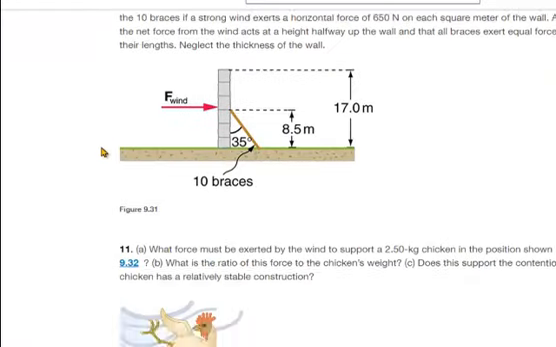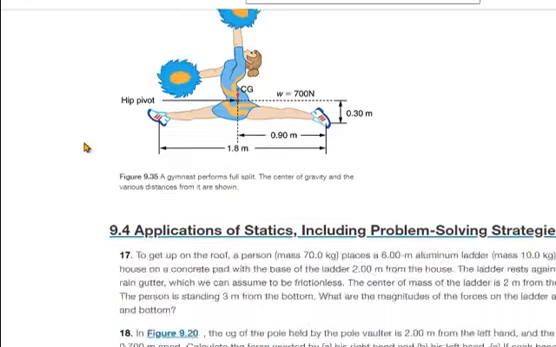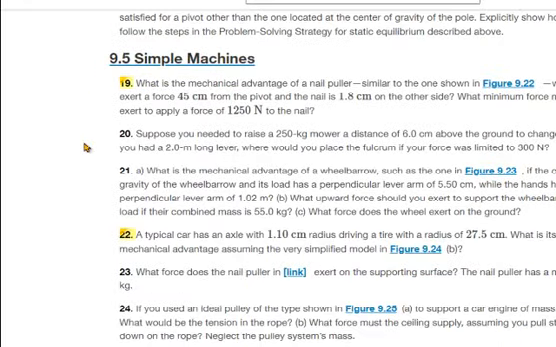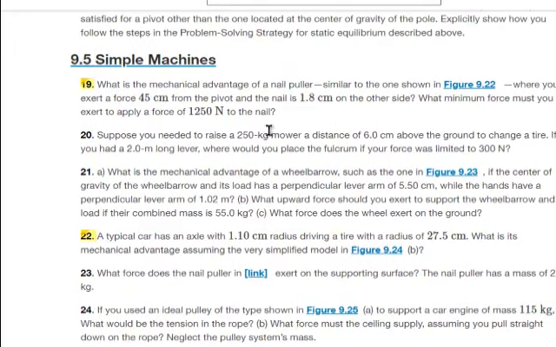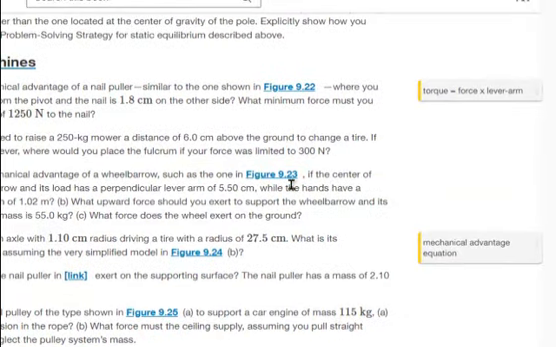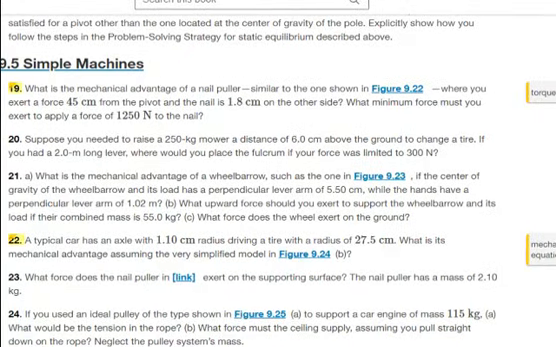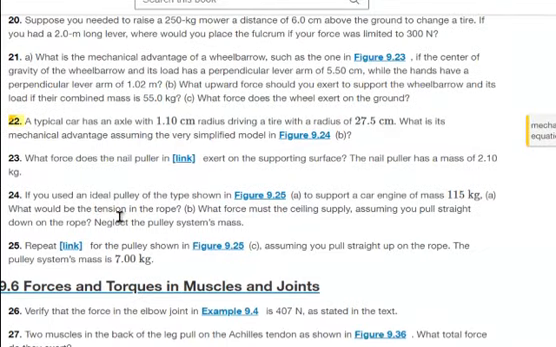All right, the next problem, I think, is the wheel and axle. And there's a number of others here. So here's, for example, the nail puller. That would be a lever, which I put over here. Torque equals force times lever arm and so on, typical. But then the one that I want to do is: your typical car has an axle of this much, what's the mechanical advantage, assuming the simplified model in this figure here.